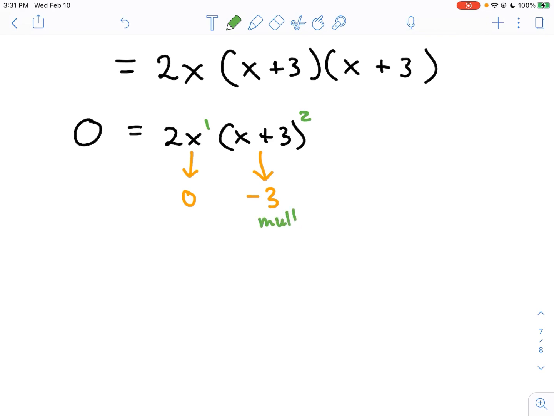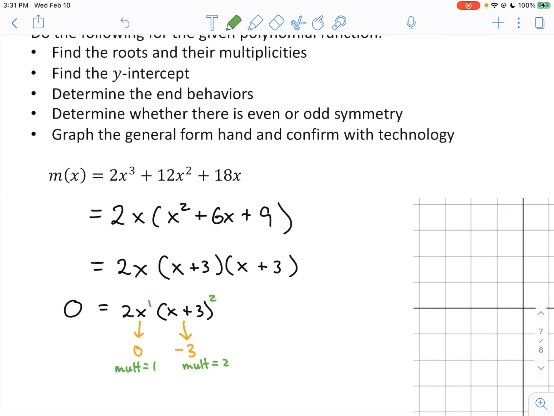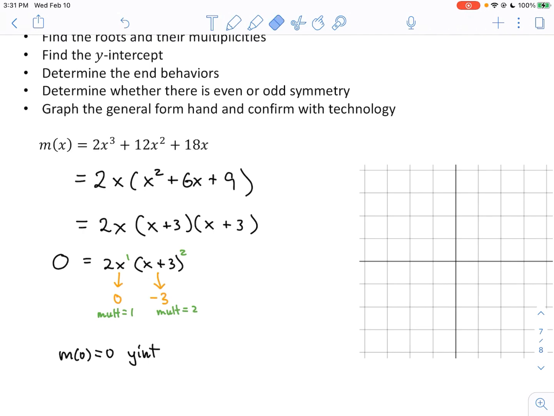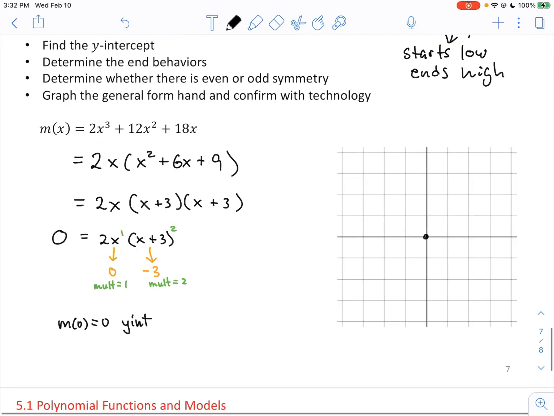So this one here we say the multiplicity is 2, but the multiplicity of 0 is 1. Next, find the y-intercept, plug 0 in for x. Again, 0 is an x-intercept, so 0 is also the y-intercept. Determine the end behaviors, so 2x cubed. 2x cubed is x cubed, but stretched vertically, so there's no reflection, so it starts low, ends high. 0 is an intercept, and so is negative 3.